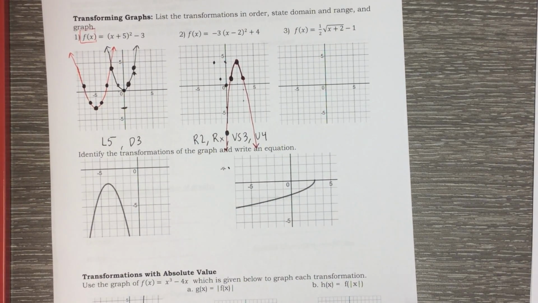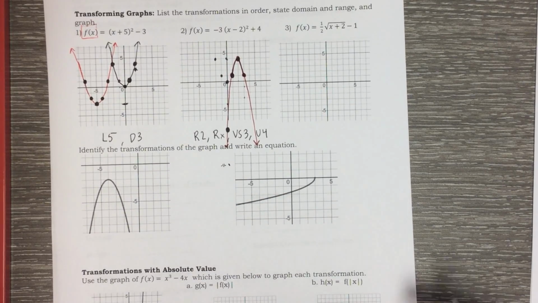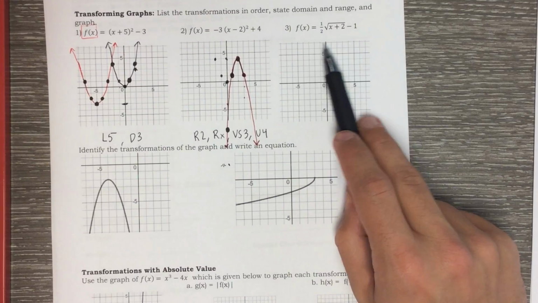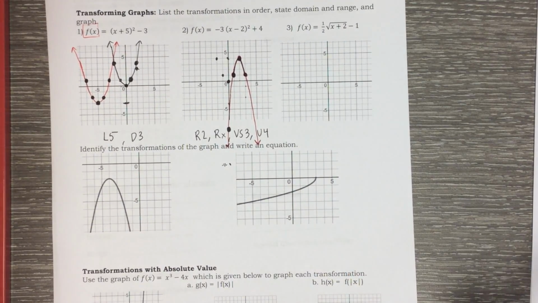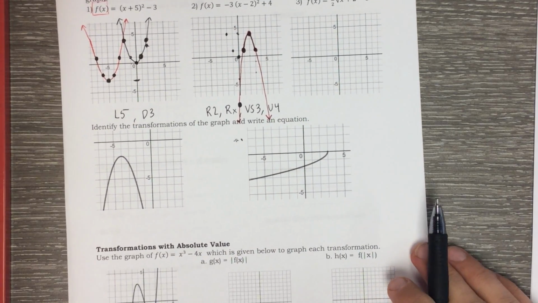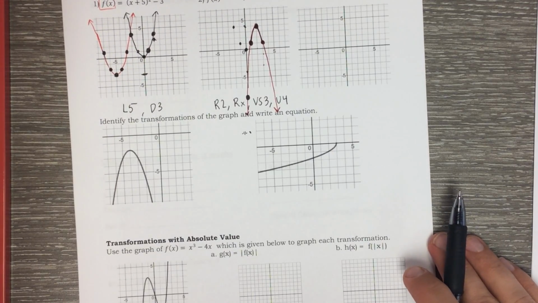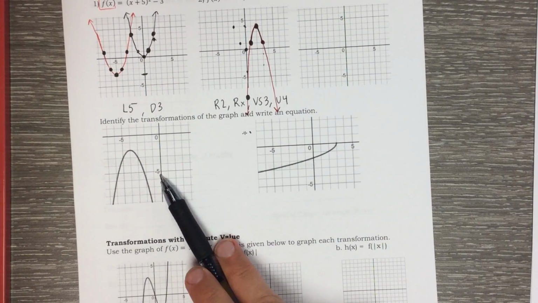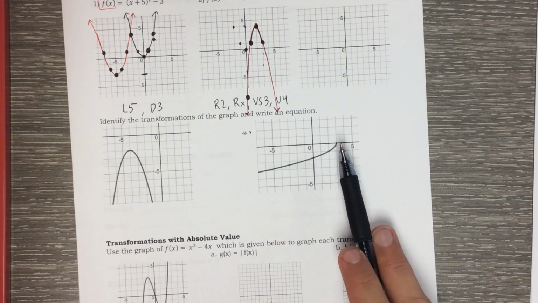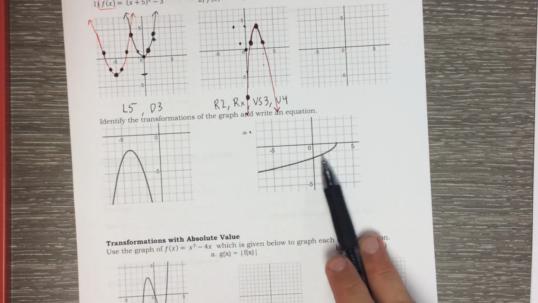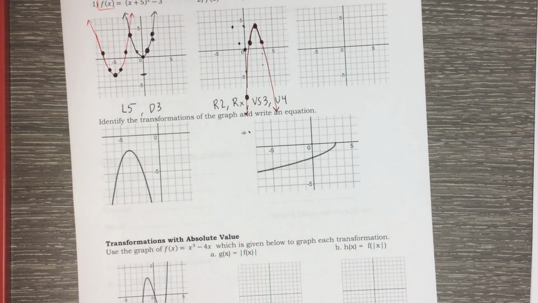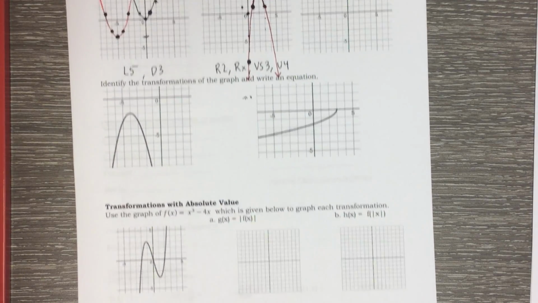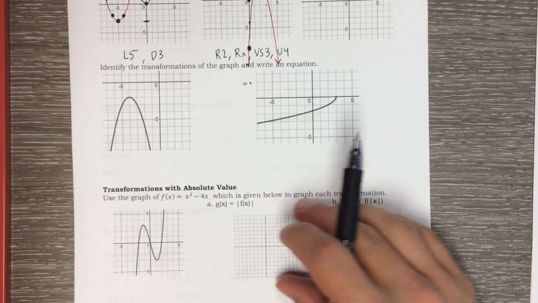Let's save example 3 for the live sessions, but just in your head, take a second and see if you can identify at least how this thing moves and what the parent function is. Okay. All right. And then we'll do this example together and we'll save the square root, well, spoilers, we'll save this unknown function for the live sessions. And we'll probably save this absolute value stuff for the live sessions as well.